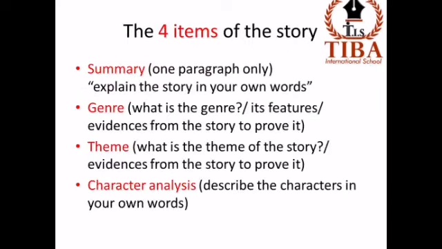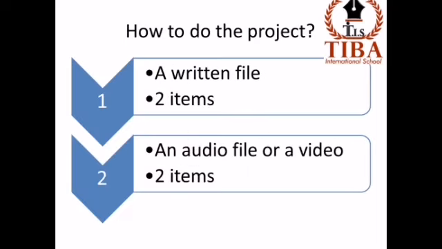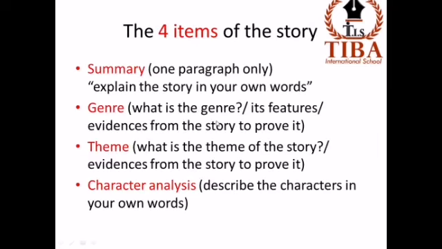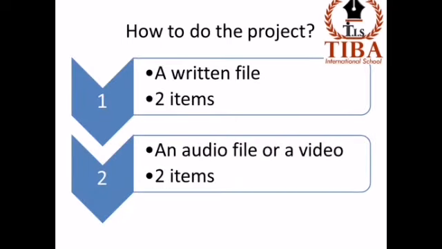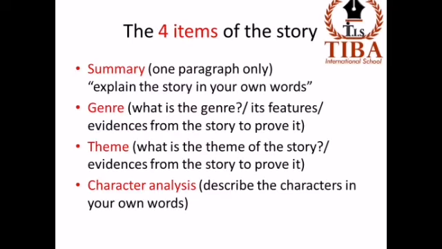So let's talk about first the 4 items that I'm going to talk about in the story. We've taken this before. We are going to explain the summary, the genre, the theme, and character analysis. So, as I said before, in the written file, you're going to talk about 2 items of the 4 items in front of you. So if we choose, for example, the summary and the genre, we're going to write these in the written file only. Okay, we're going to write 1 paragraph only about the story in my own words.